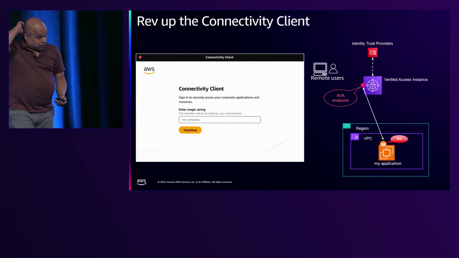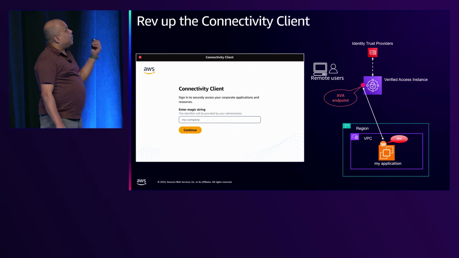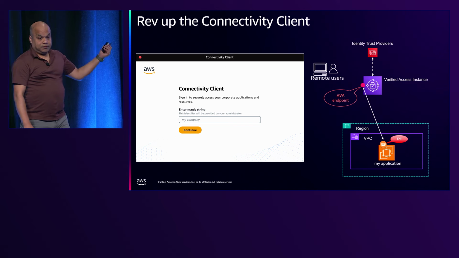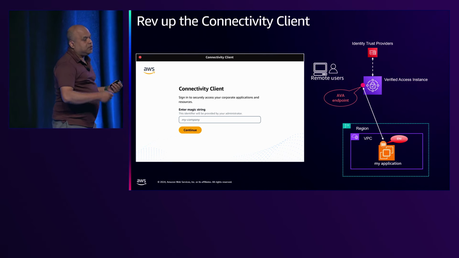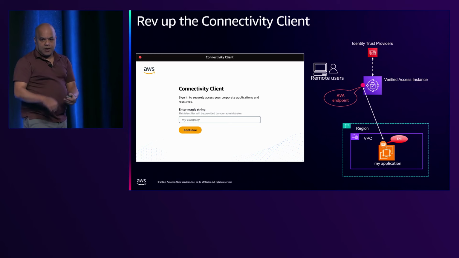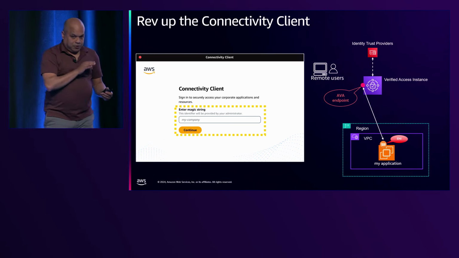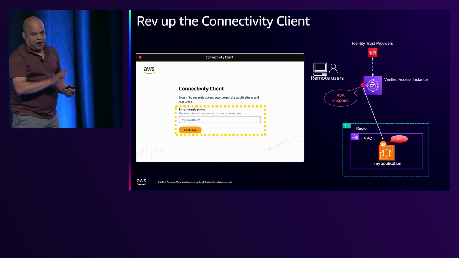Now we are all ready to start up the connectivity client. If you remember the magic string, this is the one. This is the identifier you distribute to your workforce. When the connectivity client comes in, they just punch this in. It's not a password. To be super clear, it's not a password. It's an identifier. It's a unique identifier.